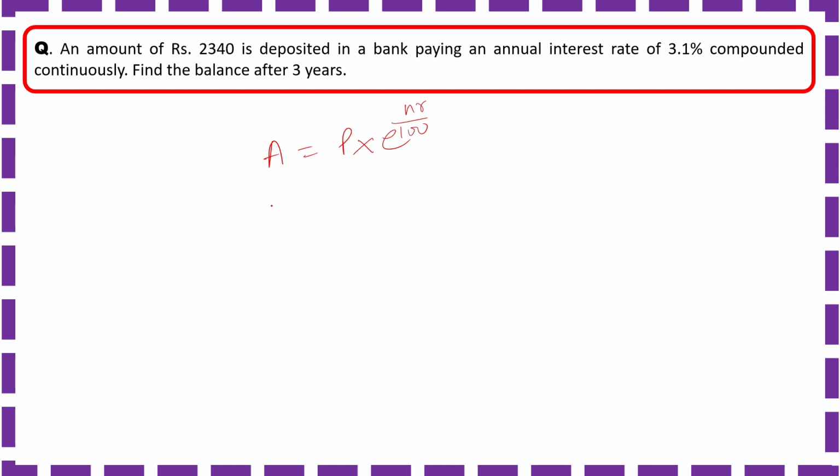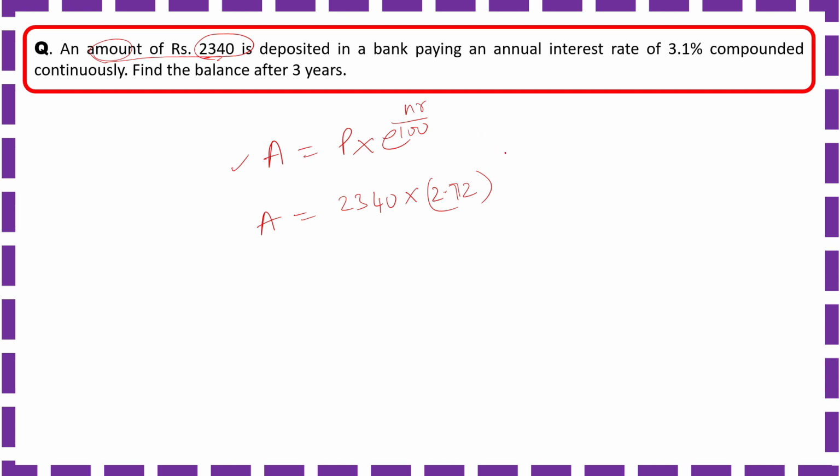So what is the amount? See here, don't get confused with this amount and this amount. An amount of 2,340 is deposited in a bank. So this amount is the principal, not the amount in which interest is embedded. Here principal is 2340, so A is equal to 2340 into, we know e as 2.72, right?